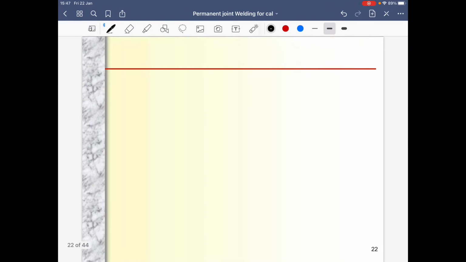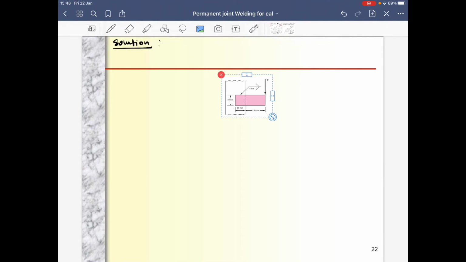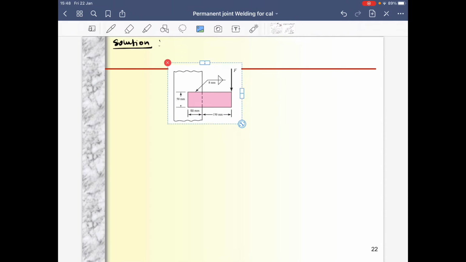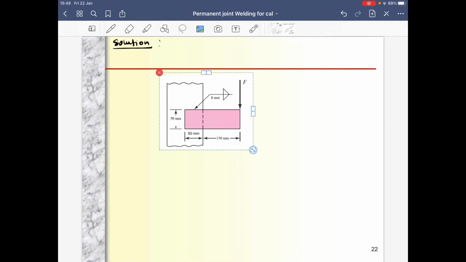So for the solution steps, we bring in the figure again. This is the figure that we have to solve. In this figure we have to draw the free body diagram first, so that we can calculate where the centroid of the welds is. Knowing the centroid is very important so that we can calculate the secondary shear stress.